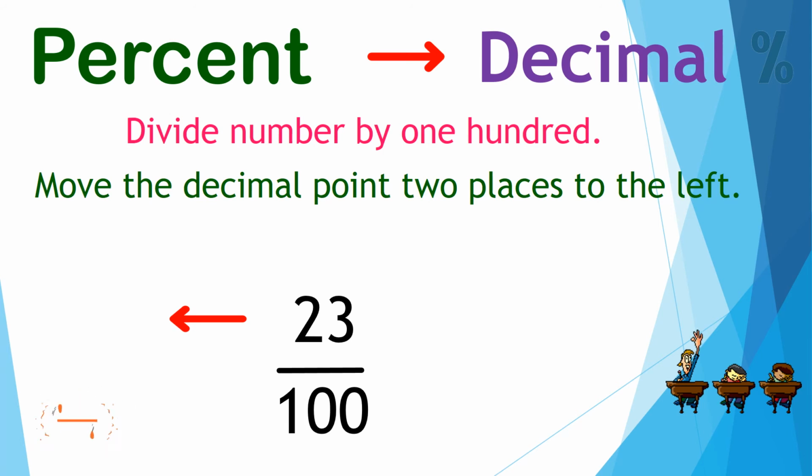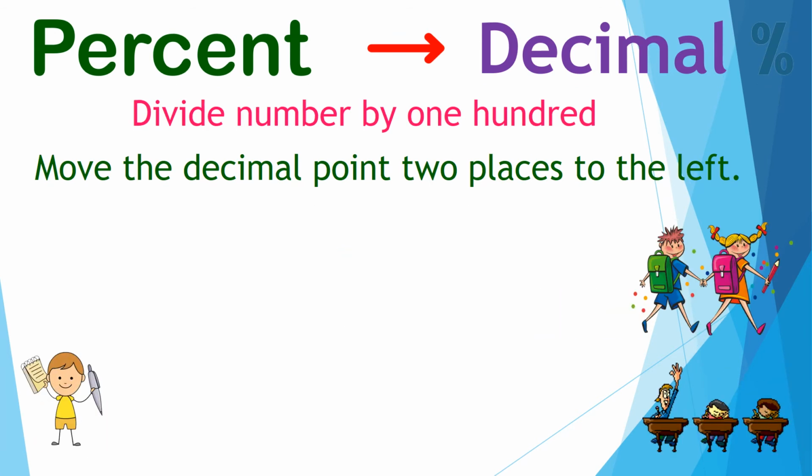23 is a whole number, which means the decimal point is right behind the digit in the ones place, right here. Remember, 23.0 is the same as 23. Move 2 places to the left, so 23% is 0.23. Here is another one, 115%, and the decimal point is right behind 5. Then move 2 places to the left, so 115% is equal to 1.15.